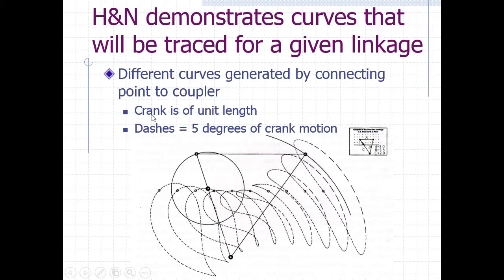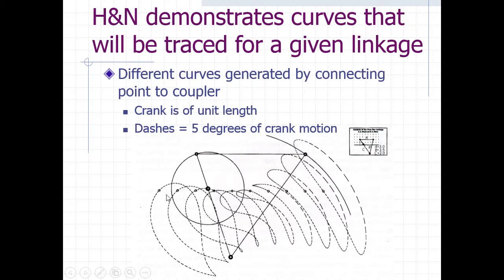So we can scale this linkage. For example, if we wanted our crank to be equal to 2, then we'd have a coupler equal to 6 units, or 6 inches perhaps, and we'd have a rocker equal to 7, and a ground length equal to 4, just scaling everything by our crank length.